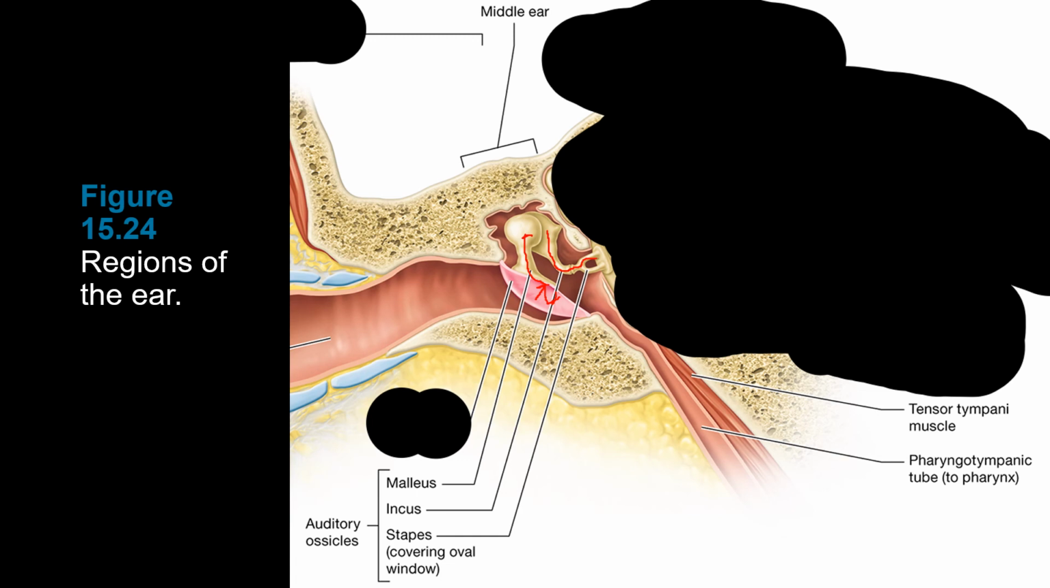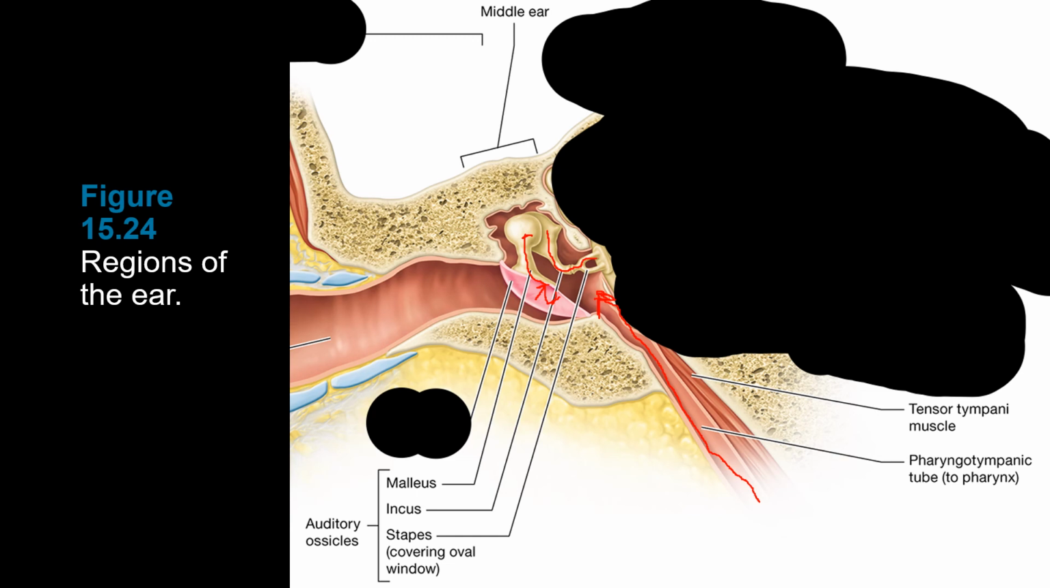So those are the three auditory ossicles, and then also down here you have, remember, that pharyngotympanic tube, that auditory tube, and it goes down to the nasopharynx. And this is what equalizes pressure between the environment and the middle ear. You also see this tensor tympani muscle arising from the pharyngotympanic tube.